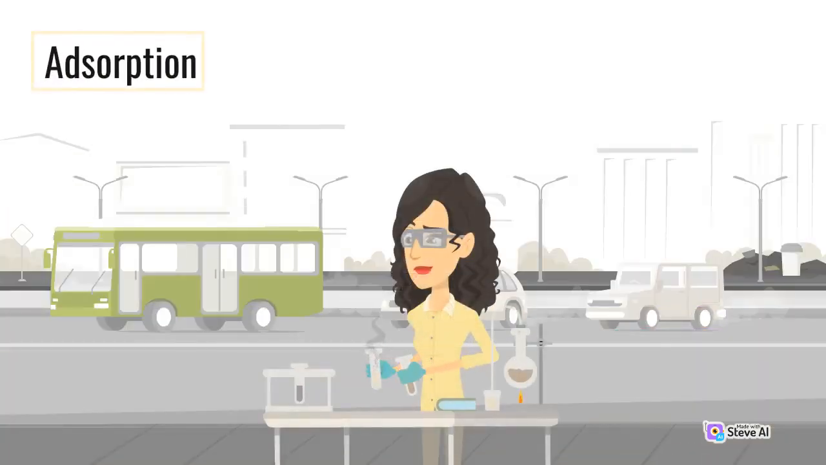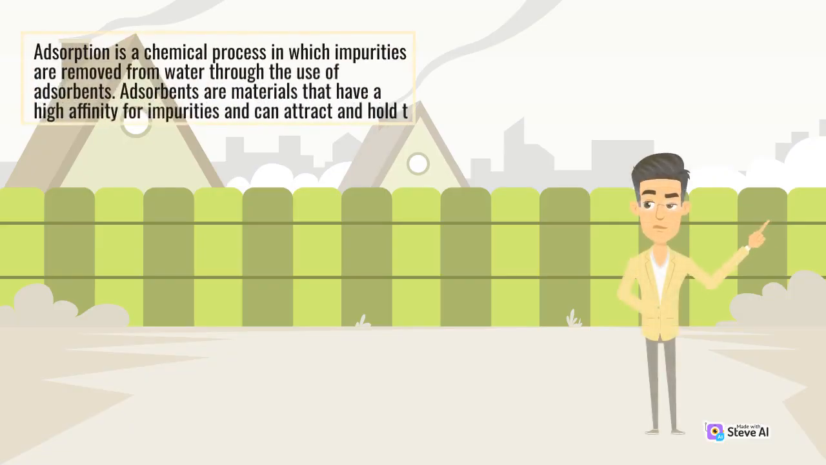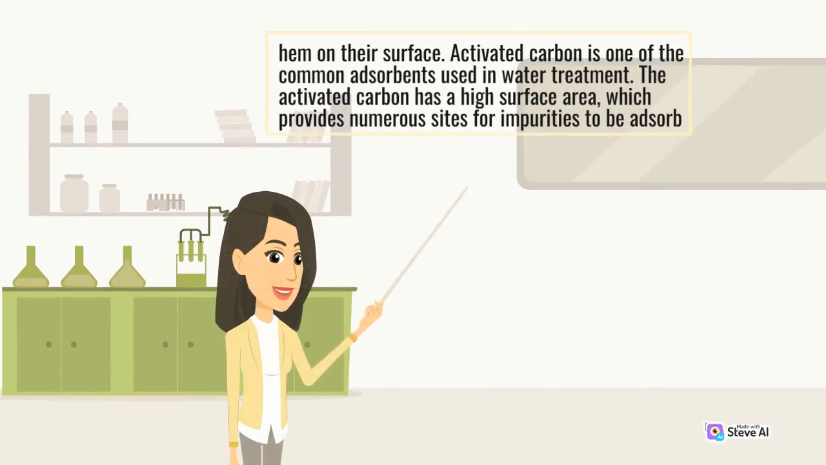Adsorption. Adsorption is a chemical process in which impurities are removed from water through the use of adsorbents. Adsorbents are materials that have a high affinity for impurities and can attract and hold them on their surface. Activated carbon is one of the common adsorbents used in water treatment. The activated carbon has a high surface area, which provides numerous sites for impurities to be adsorbed.